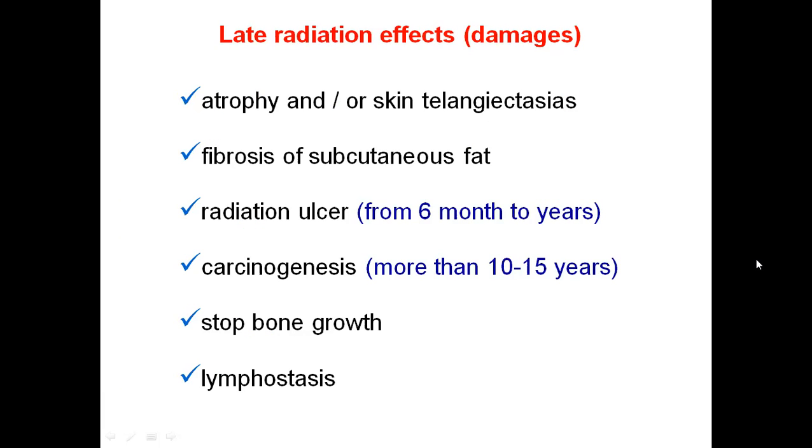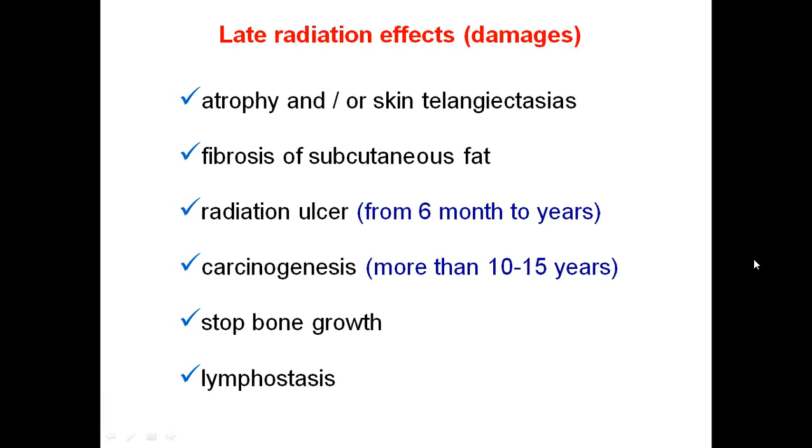Late radiation effects or radiation damages are atrophy of the skin, telangiectasis, fibrosis of subcutaneous fat, radiation ulcer, which develops from 6 months to years from the completion of irradiation, carcinogenesis. Even after 10, 15 years after irradiation, we may observe secondary malignancies in previously irradiated areas.